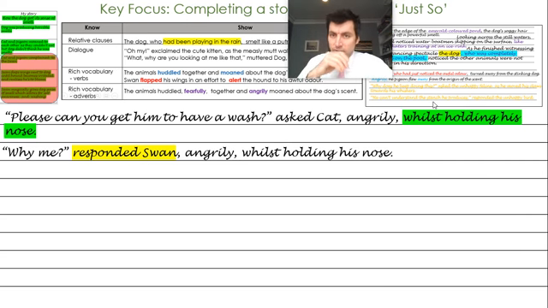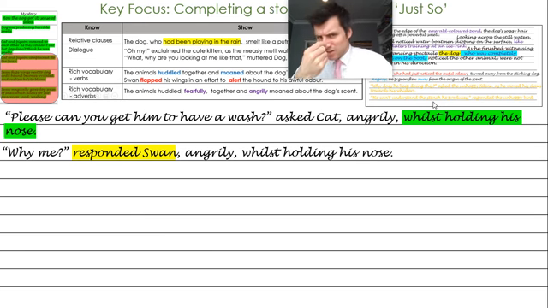Every time there's a new character or a new speaker speaking, we need to make sure we've gone onto a separate line, to show that the dialogue is between two characters rather than the continuation of one character talking. "Why me?" responded Swan. Now I like what "responded", because I could have just said "Swan". I like "responded Swan", and I like the fact he's angry.